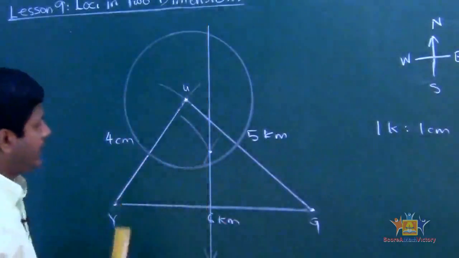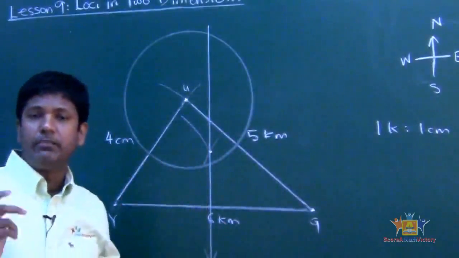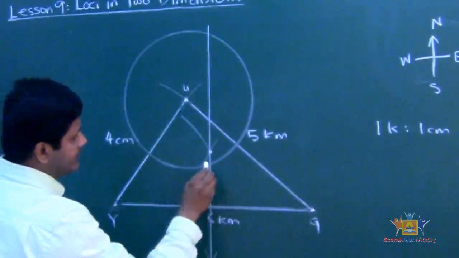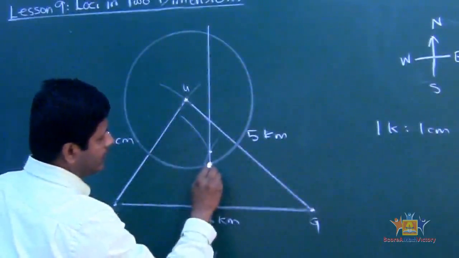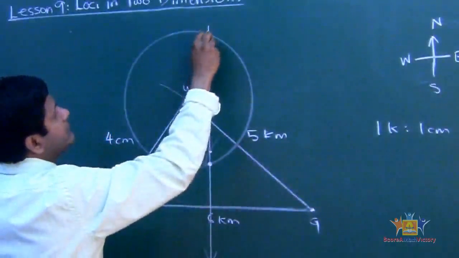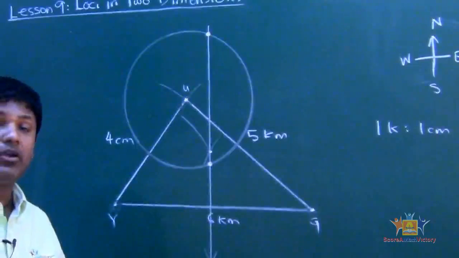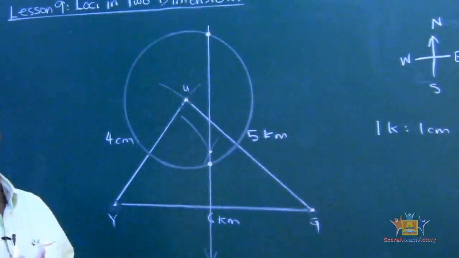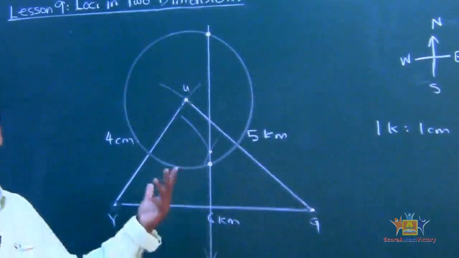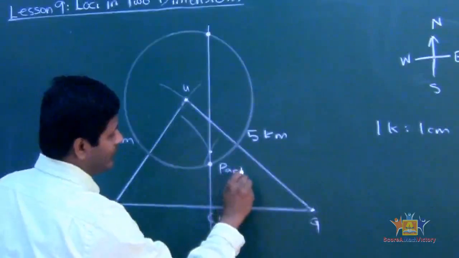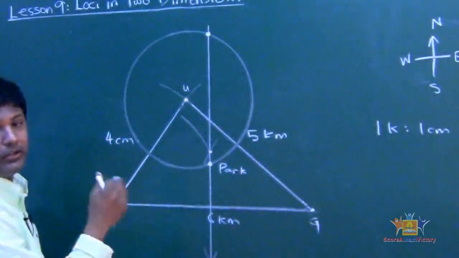See that? So there's a chance the park could be in 2 locations. The first location is intersecting right here. The second location is intersecting right there. So the next thing you want to find out is whether it's going to be closer to your house or far away from your house. If it's closer, it's right there. That's the park, because it fulfills the 2 requirements.